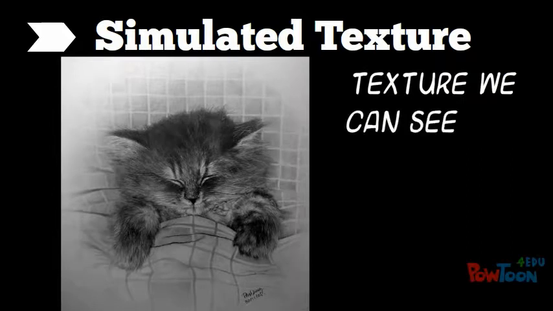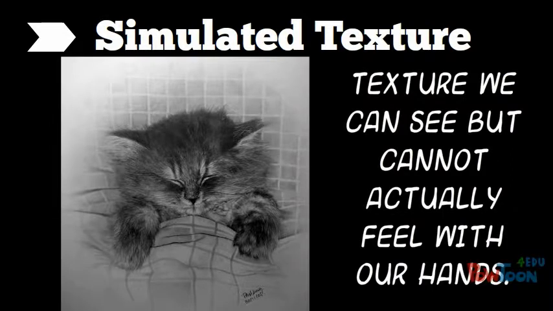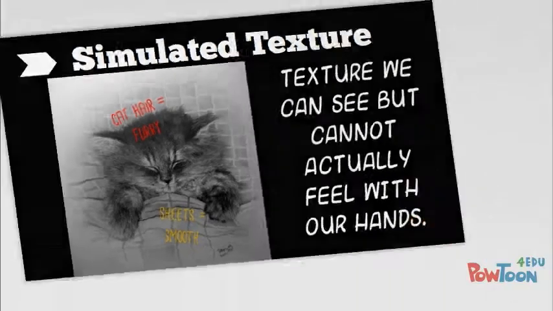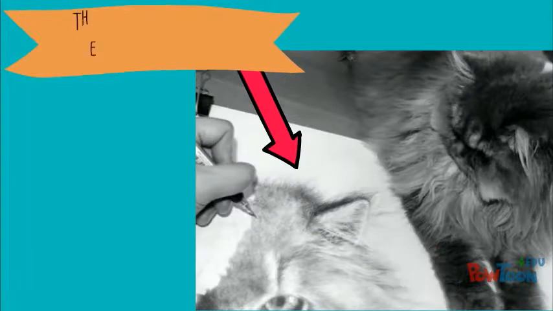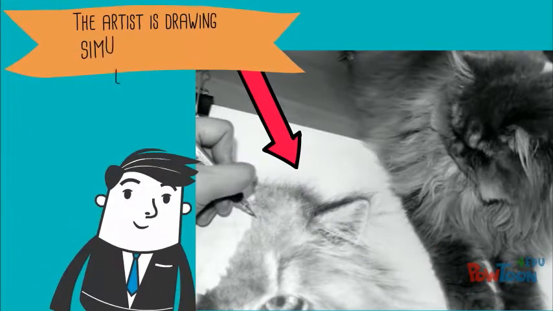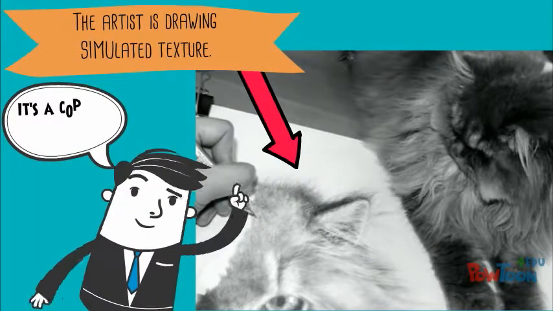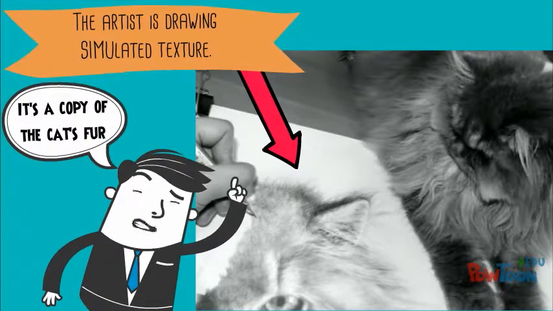The second kind of texture in art is called simulated texture. In any artwork, the texture that we can see in the artwork but cannot feel with our hands is called simulated texture. Simulated refers to something that is a copy of the original or the real thing.